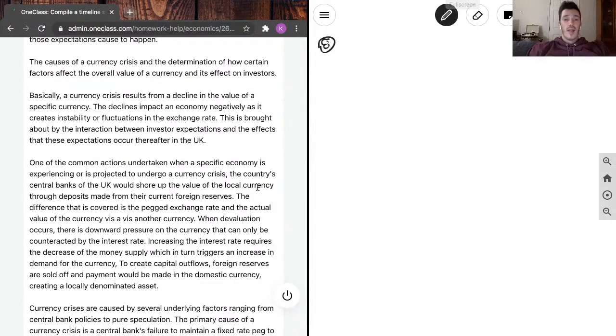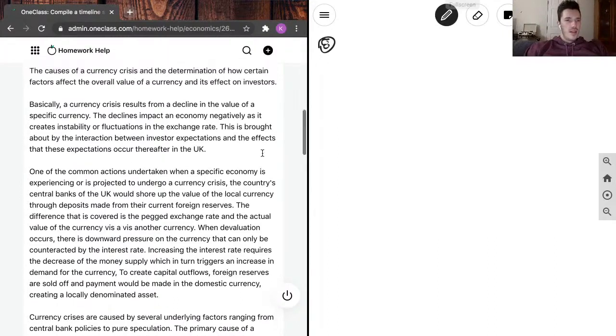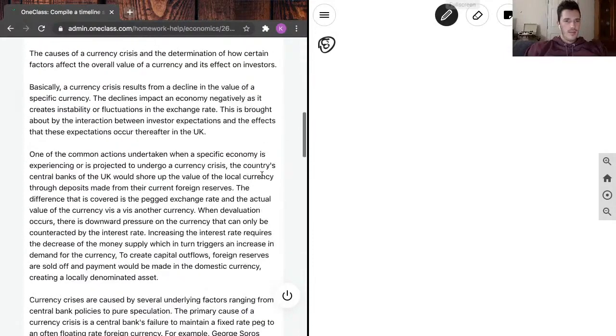So the causes of a currency crisis and the determination of how certain factors affect the overall value of a currency and its effect on investors. Basically, a currency crisis results from a decline in the value of a specific currency. The declines impact an economy negatively as it creates instability or fluctuations in the exchange rate. This is brought about by the interaction between investor expectations and the effects that these expectations occur thereafter in the UK.